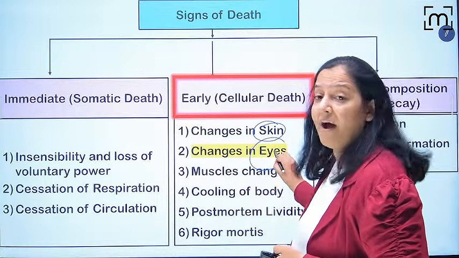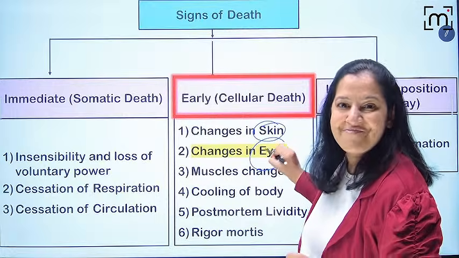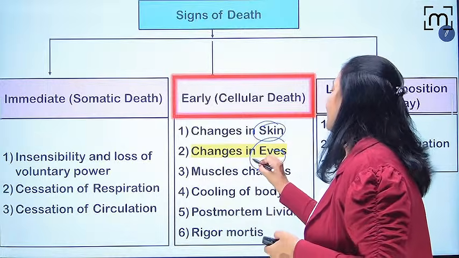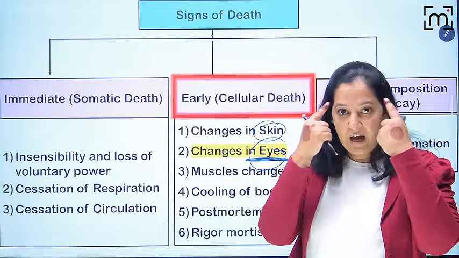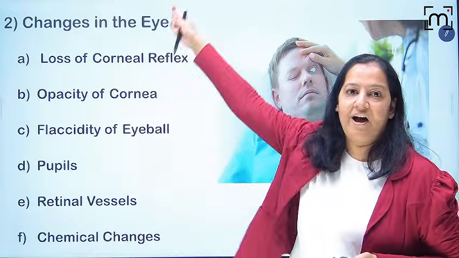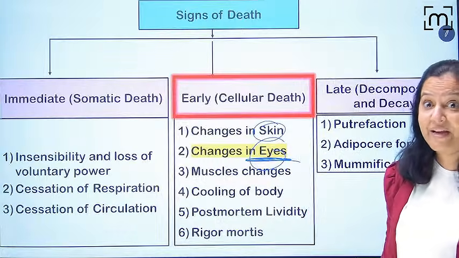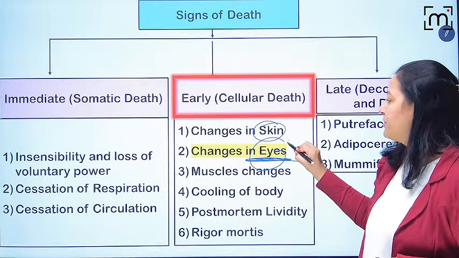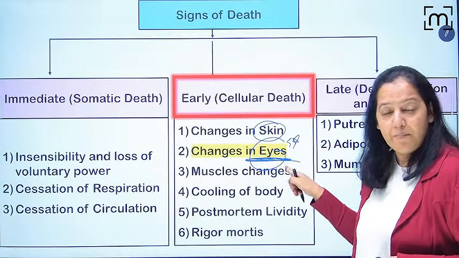But changes in the eye, make a 5-star over it. Changes in the eye are ultra important, people. The changes in the eye after death. How many changes in the eye after death? There are 6 changes in the eye after death. So let's start the big topic, an ultra important topic from the exam point of view. Make a 5-star, it's very important.